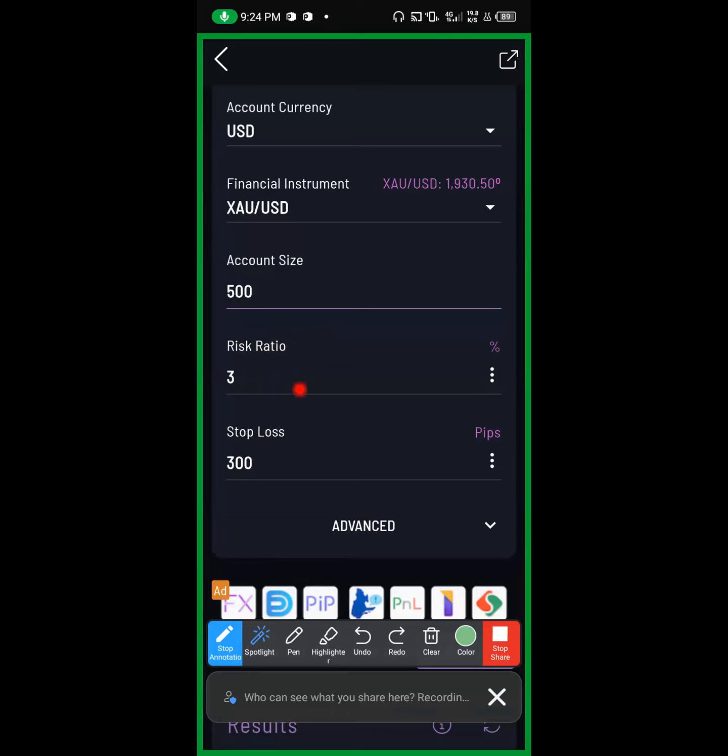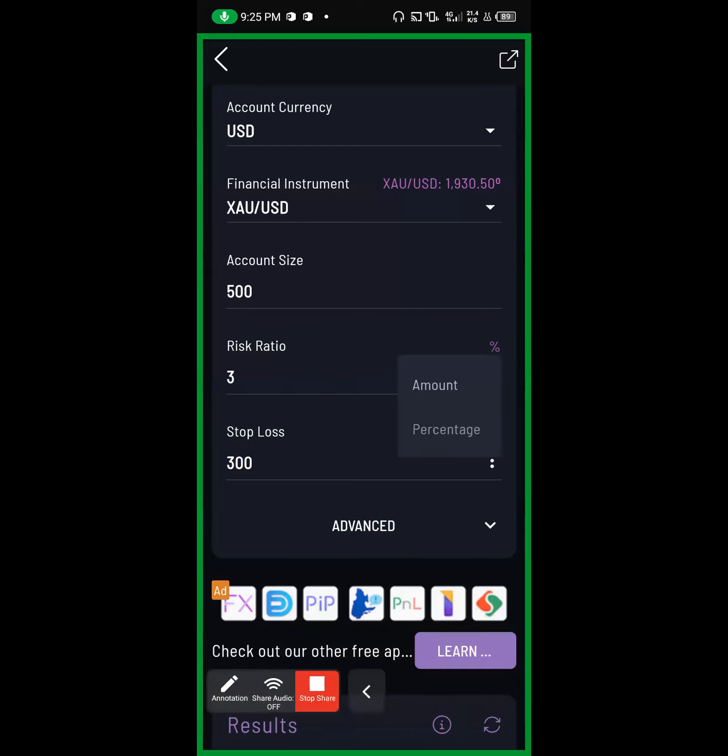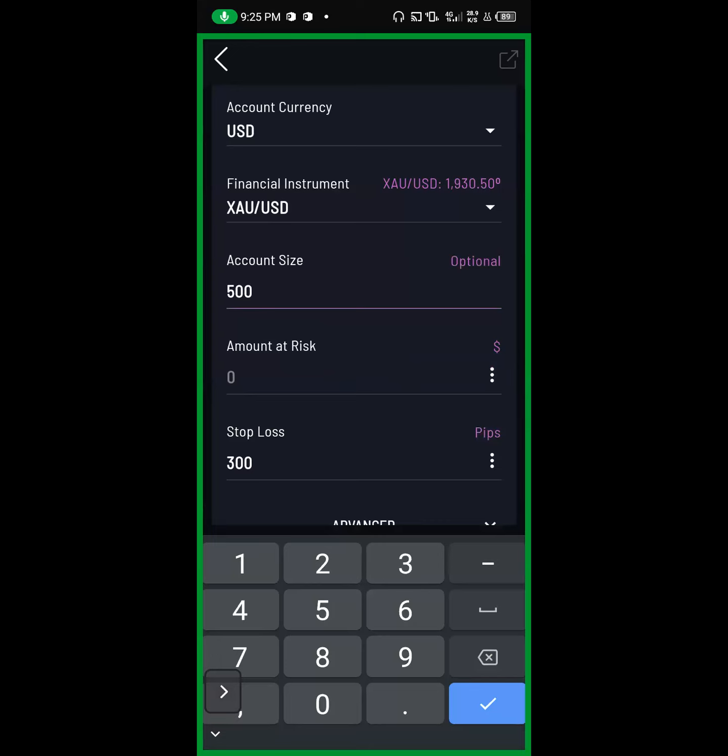So when you say risk ratio, what percentage of this money would you like to use? Now, that's when you are using ratio. You can use ratio by percentage, or you can use ratio by price amount. So you see, we have two options for you. If you want to use amount, which means you already know what 30% is, you just type the amount here.